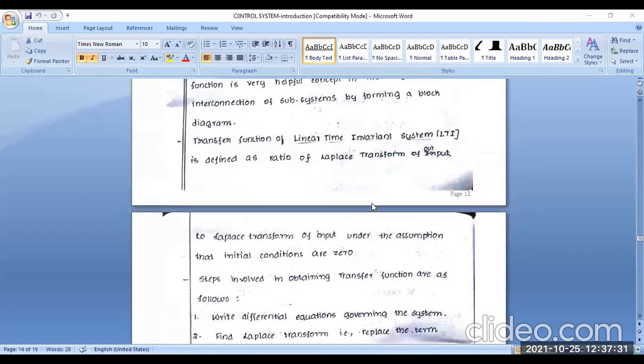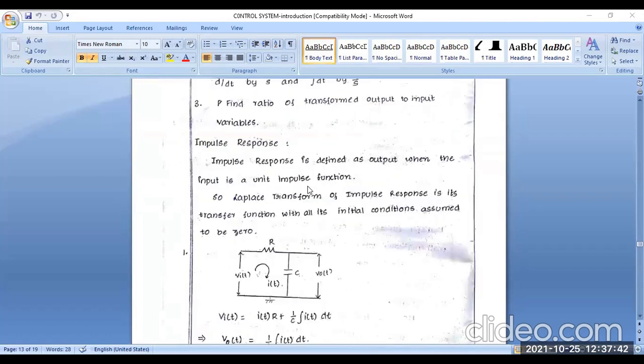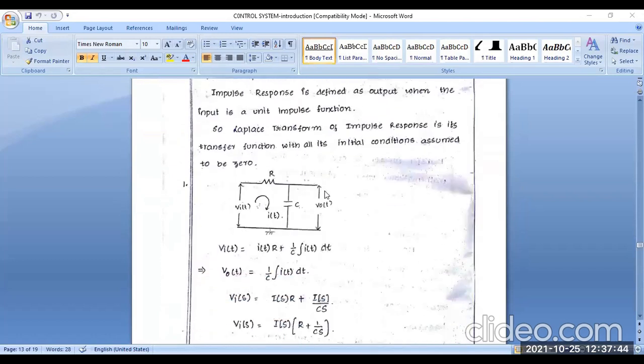Okay, so first we have to follow these three rules. I think it is clear. So first we have to discuss the impulse response. Okay, so the impulse response is defined as the output when the input is a unit impulse function.